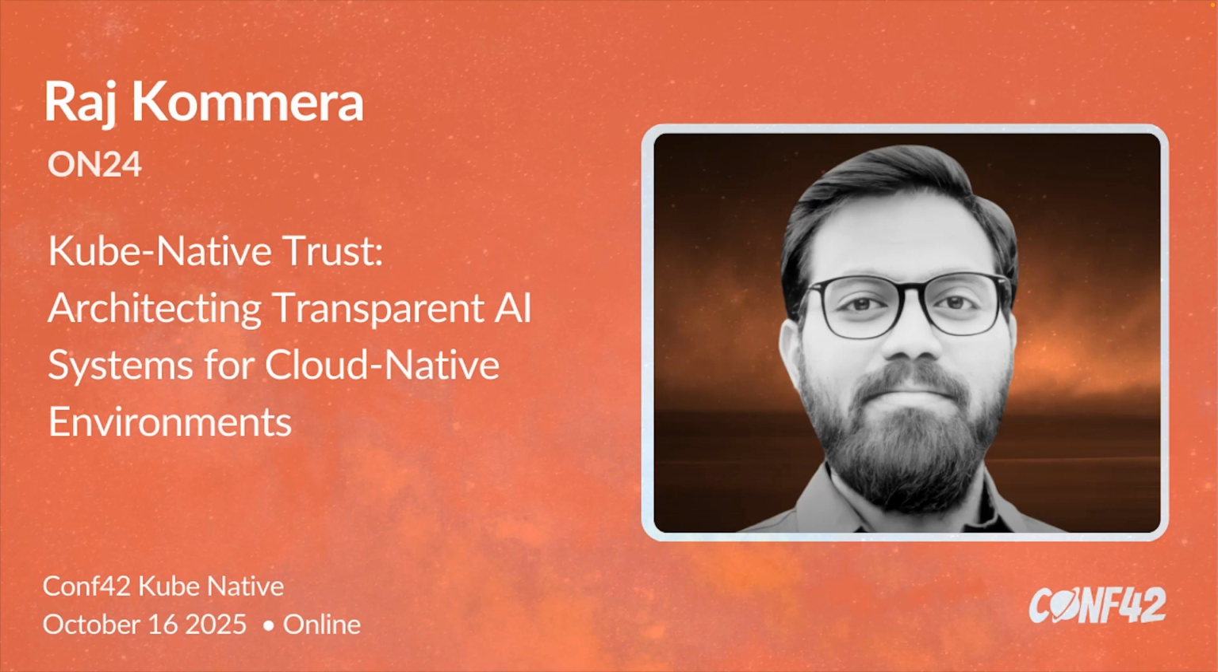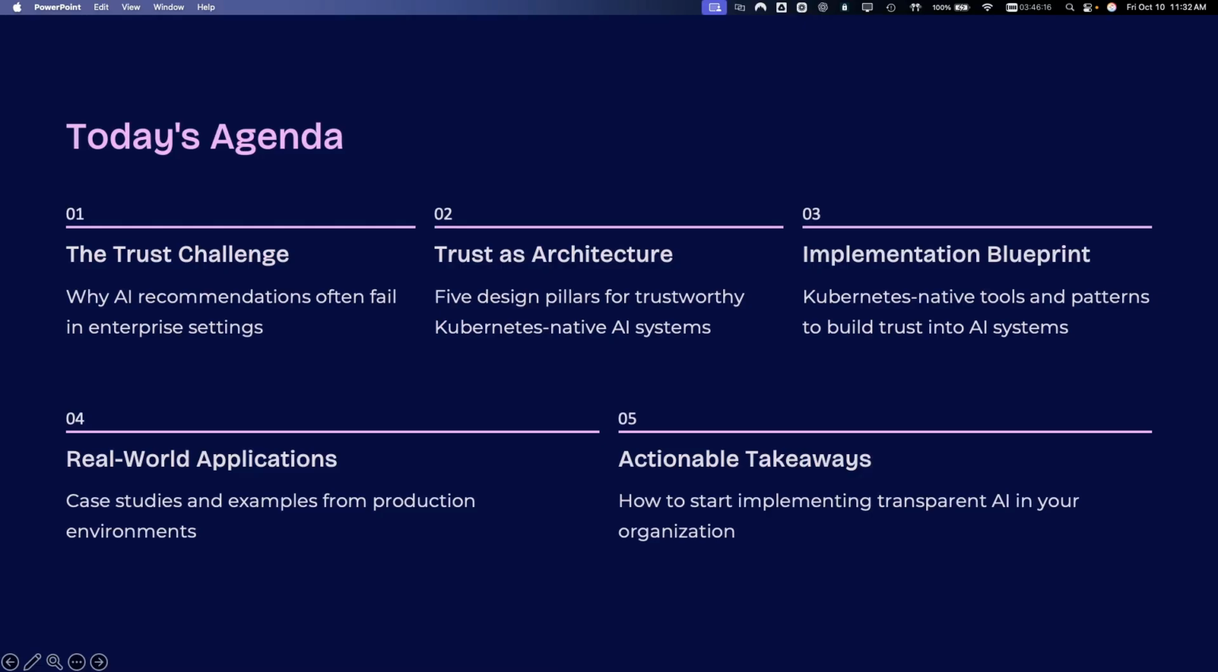In this session, we're going to explore a practical framework I call Cube Native Trust, an approach that blends architectural design, Kubernetes native tooling, and transparency first thinking to make AI systems not only powerful, but respectable, explainable, and ultimately reliable. Let's dive in. Here's what we'll cover in this session.